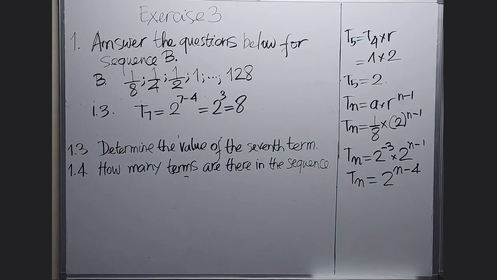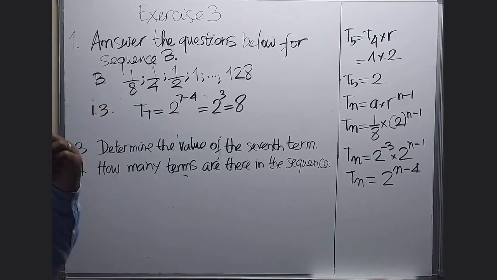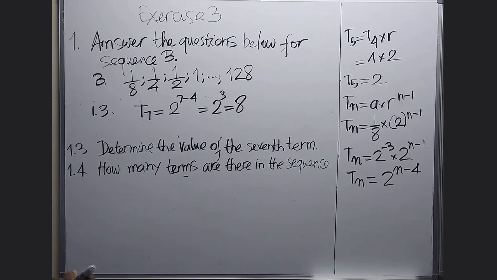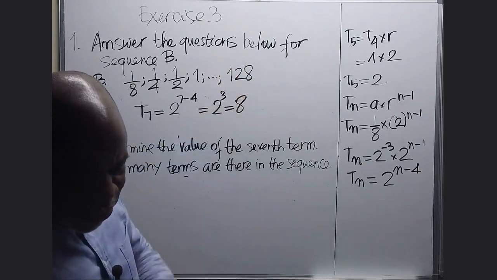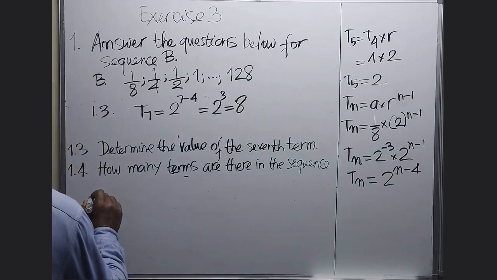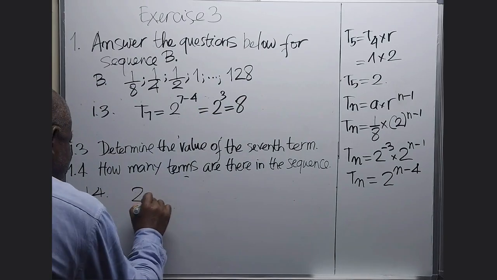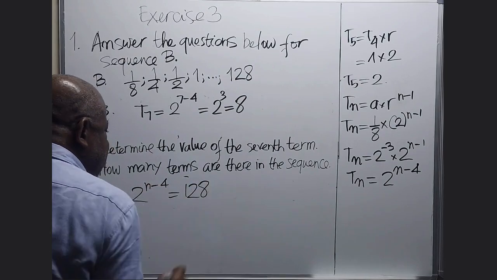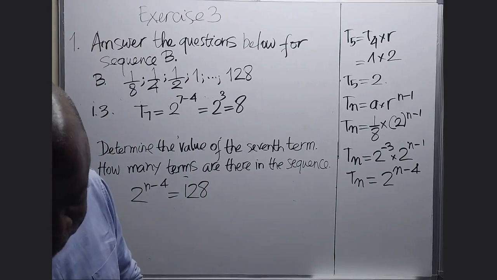How many terms are there in the sequence? If we want to get the number of terms in a sequence, we will consider the last term being 128. So we'll be writing that 2 to the power of n minus 4 will be equal to 128.